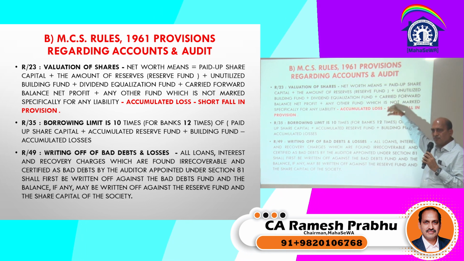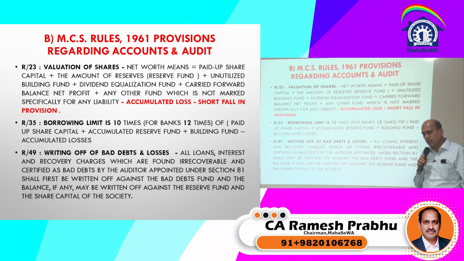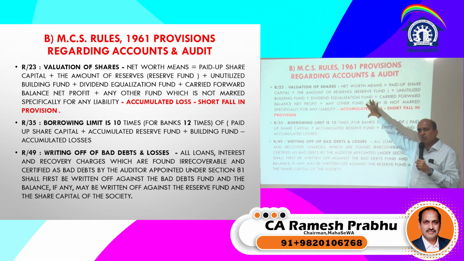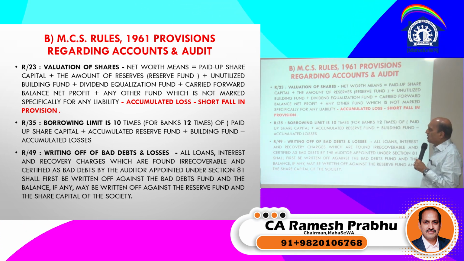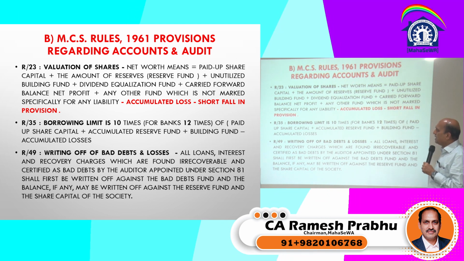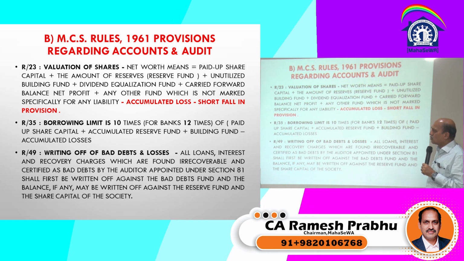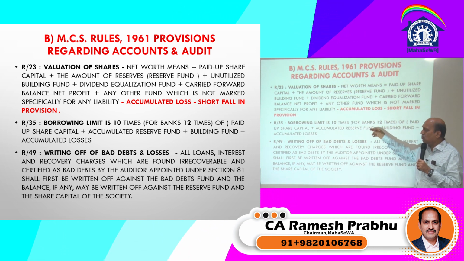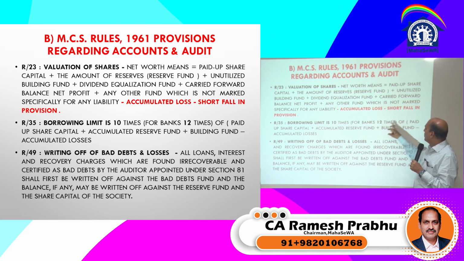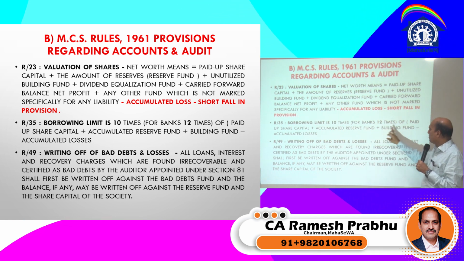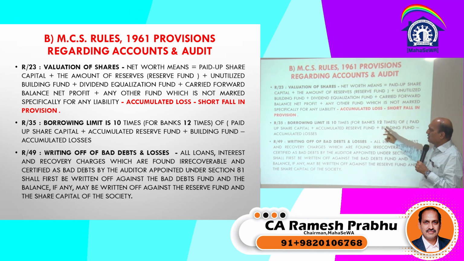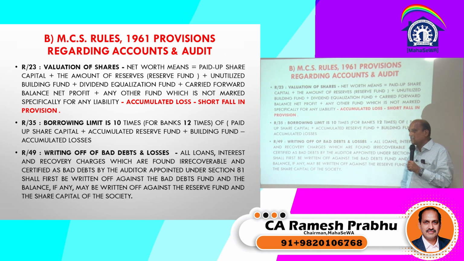Now the M.C.S. rules. Let me now take you to the M.C.S. rules. What are these rules? Valuation of shares. Of course, this is not applicable to cooperative housing societies, but other than housing societies, valuation of shares happens. Borrowing limit is 10 times. If the society has borrowed more than rule 35 allows, then you need to report how much they can borrow: paid up capital, accumulated reserve, building fund minus accumulated loss, 10 times that. If the borrowing is more than that, it should be recorded because it becomes a violation of section 35.